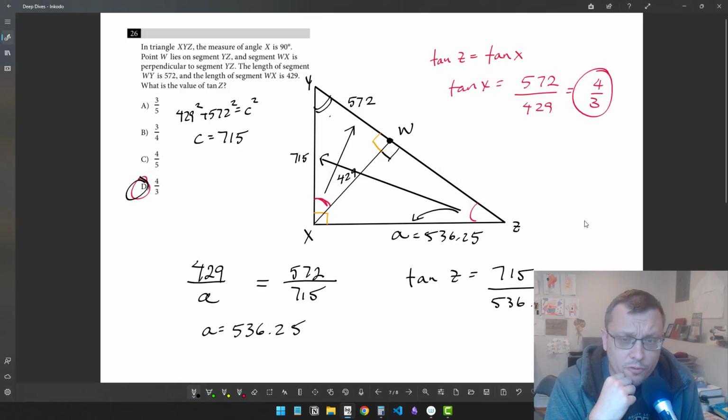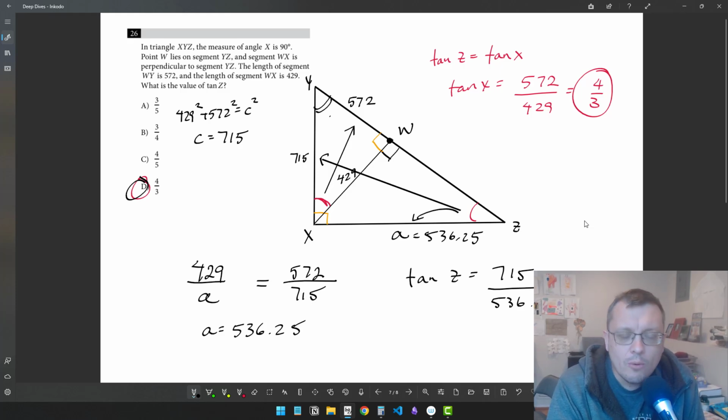Again, this approach was overkill. We didn't need to do this process of finding that side xz because we had these similar triangles wherein we knew which angles corresponded with which, and then we were able to find the tangent of z by finding the tangent of x, and that was much easier. So don't totally do that if you can find that shortcut.